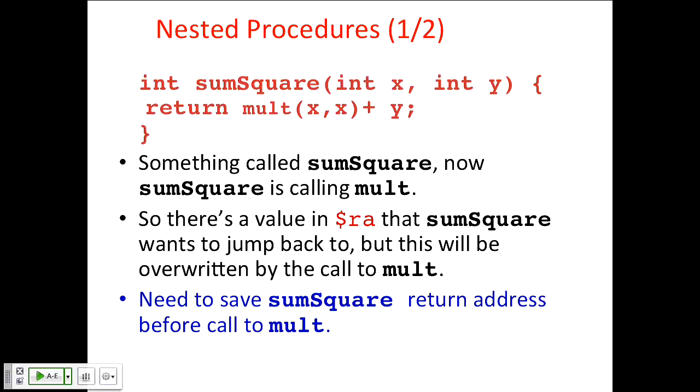So here's one function, sum square. What this does is add the square of x to y. The way it does this is by calling another function, multiply, that multiplies x by x. Then we add y to it in here, right? So this one function, sum square, is calling another function, multiply, but itself is a function, right?